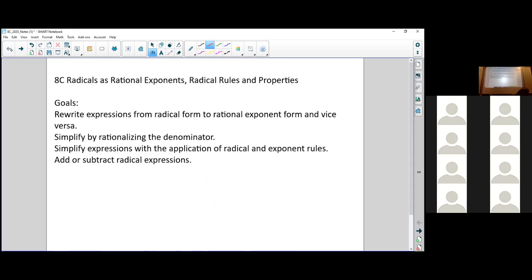Okay. Radicals and rational exponents, radical rules, and properties. Rewrite expressions from radical to rational exponent form and vice versa. Simplify by rationalizing the denominator. Simplify expressions with the application of the radical exponent rules. Add, subtract. Perfect. All right.